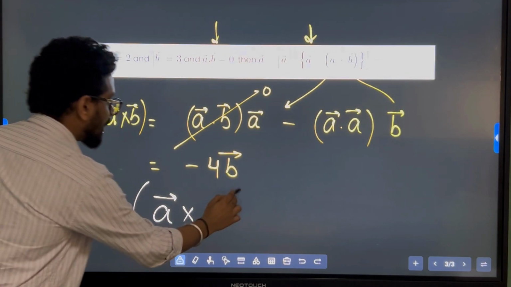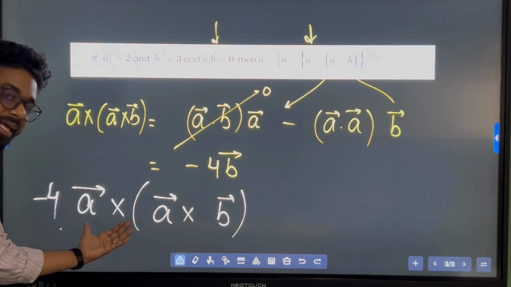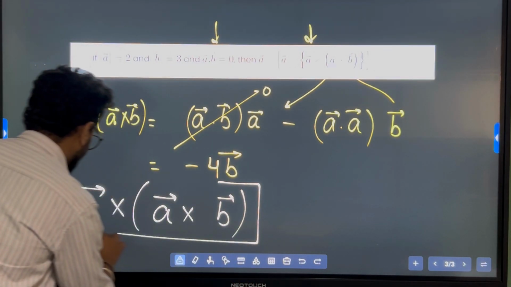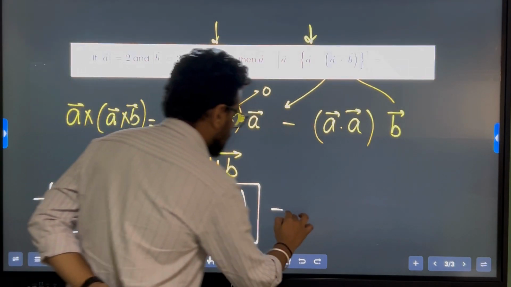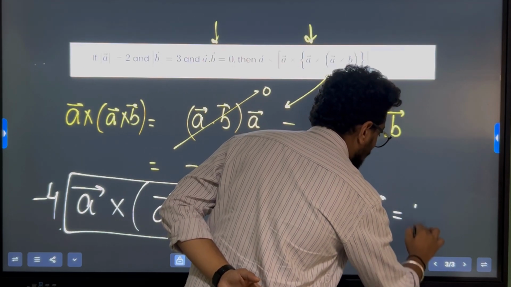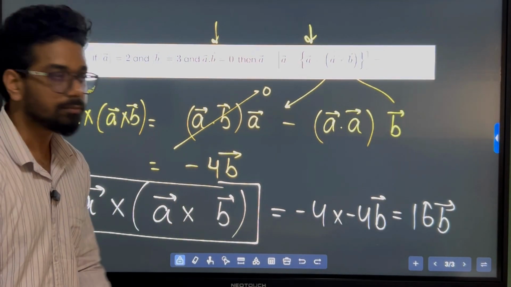Now you will see that what we have solved over here, again we have generated the same thing, which means that this part is again minus 4b. So the answer is minus 4 into minus 4b vector, which is equal to 16b vector. That's all, guys. How easy it is.